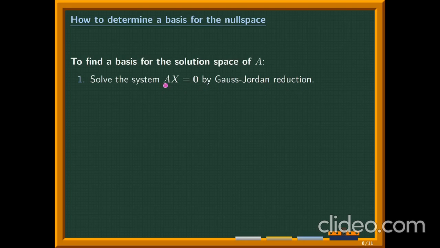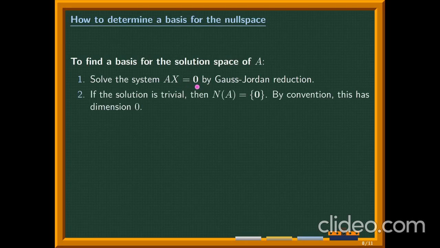So because this is a homogeneous linear system, it is always consistent, and there are two possibilities in the solution set. Either it has a unique solution, or there are infinitely many solutions. If the solution is trivial, then the null space is equal to the zero vector space. And in this case, our convention is that the dimension is 0.